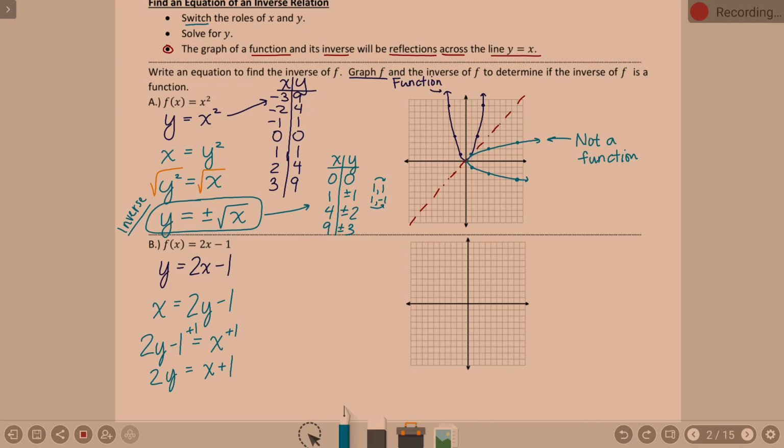Okay? And what's the next step? Divide by 2. Now, when we divide by 2, we could write this one of two ways. Could you write it as one big fraction, one big division bar? You could. I'll put it over here, you could write it as y equals x plus 1 over 2.